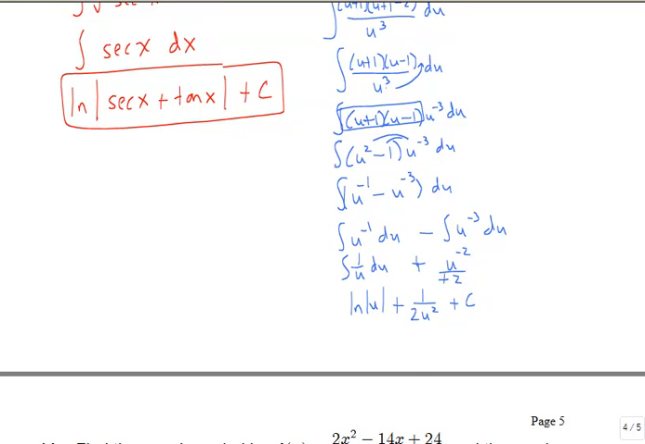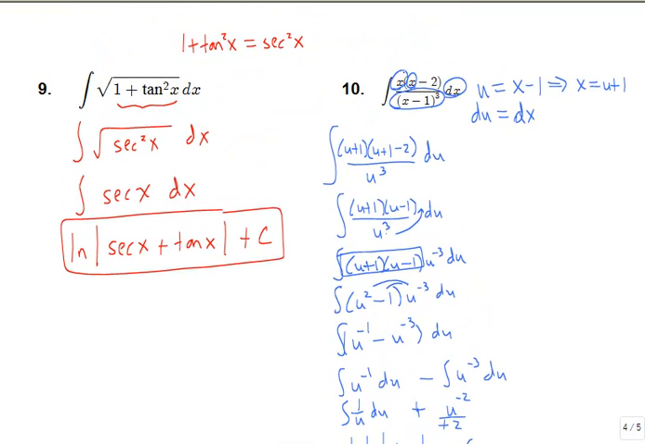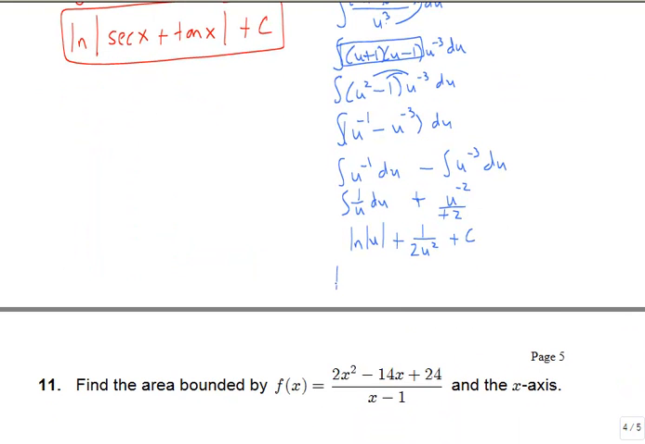And to finish off, remember we had x's up here, so you need to go back to your U-substitution and plug in x minus 1 for all of these u's. So this becomes ln of x minus 1 plus 1 over 2 times x minus 1 squared plus c.